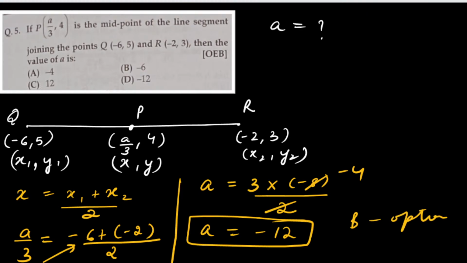Likhita and Jayashree have given the answer option B. I hope this is clear. We used the midpoint formula. Why did we use x coordinates? Because x is given to us as a by 3 and this a only we have to find. So first of all we shifted 3 to the other side, it will get multiplied. So minus 6 minus 2 is minus 8. Then we did cancellation here and we found the value of a as minus 12. Option D. Okay, it's not option B, it's option D. Minus 12 is option D.